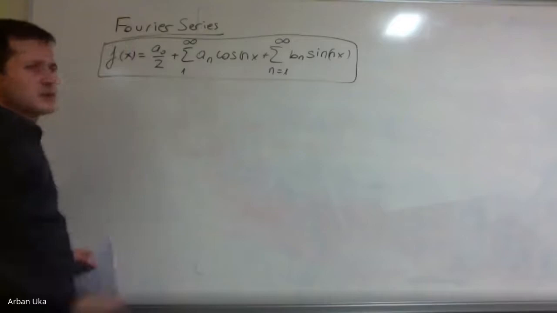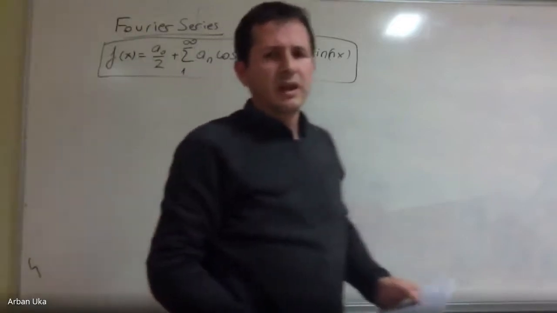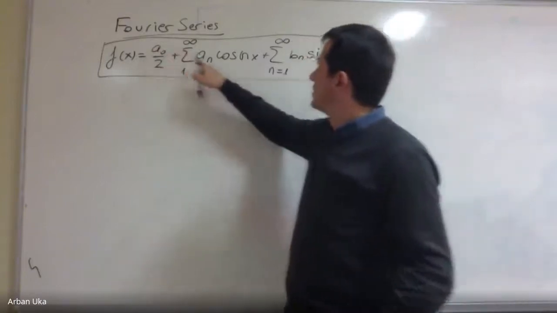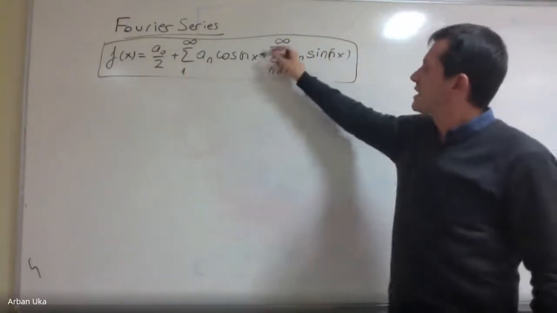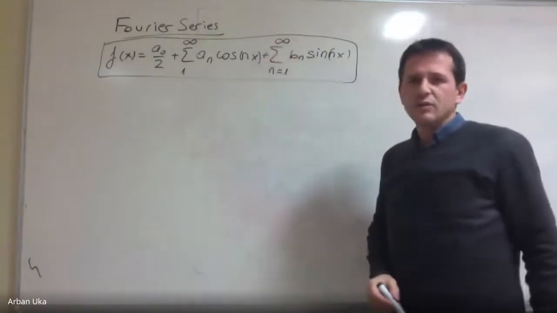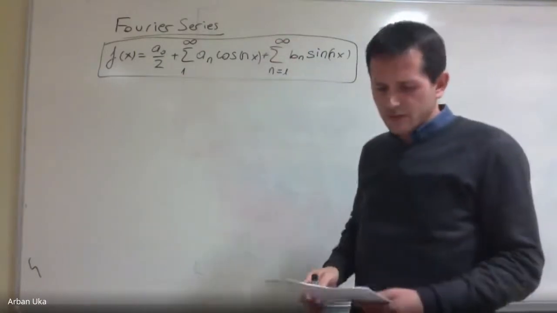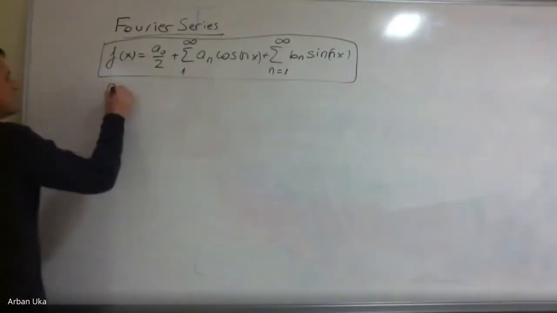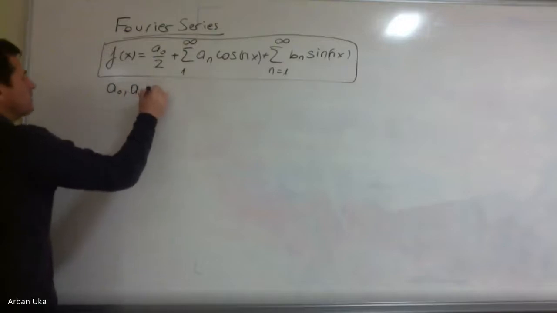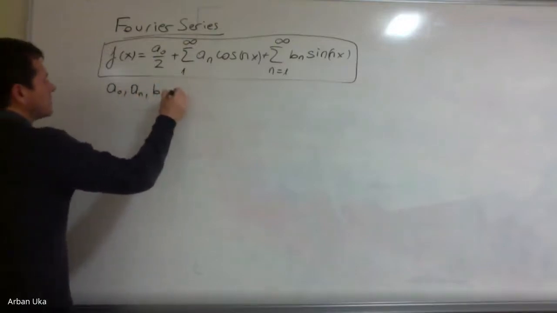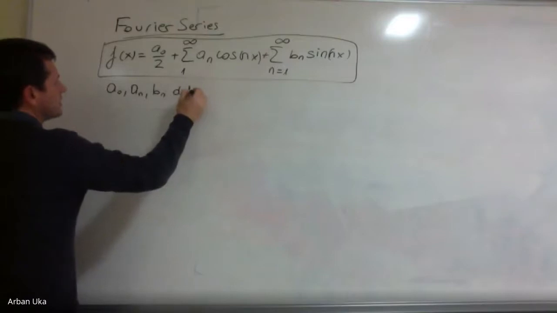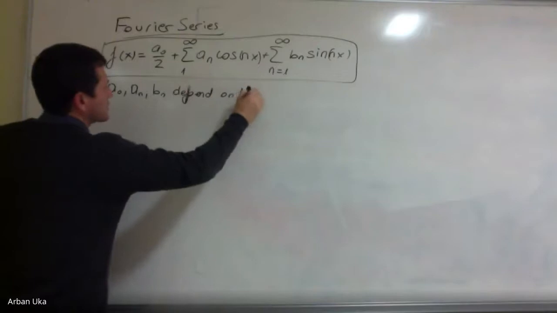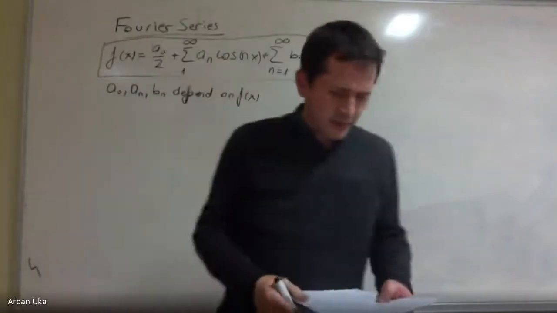If this is the definition of the initial problem, this is an equation. What we need to determine are these coefficients, a0, an, and bn, because sine and cosine are well-defined functions. These values, a0, an, bn, are functions of f of x. They depend on f of x, so they're defined in terms of f of x.